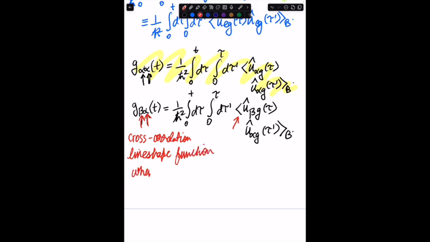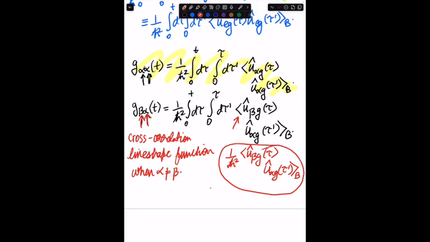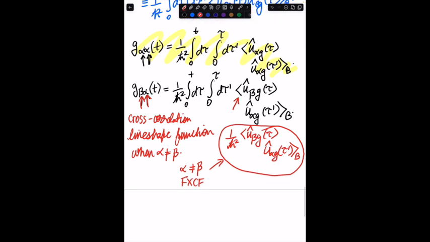when alpha is not equal to beta, of course. And then this 1 upon h bar square, you had beta g tau, you had alpha g tau prime, it's known as your energy gap cross correlation function. But when alpha is not equal to beta, we call it the FXCF, or the energy gap cross correlation function. But let's not worry about that. Let's focus on the terminologies.